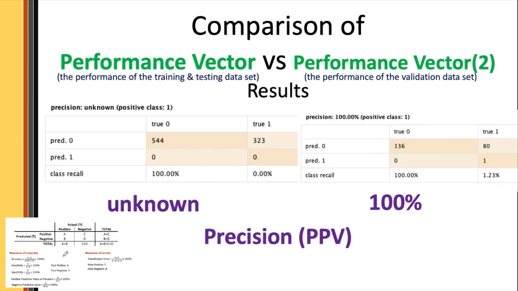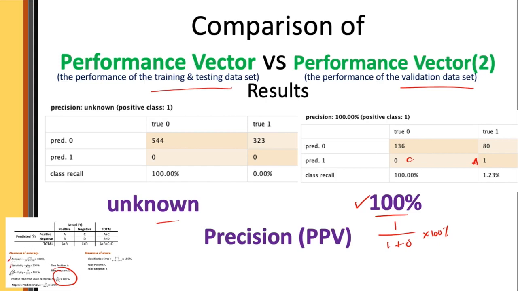For the precision, which is the positive predictive value, which is computed as A over A plus C times 100%. So in this case, this is your A and this is your C. So this is computed as 1 over A plus C, which is 1 plus 0 times 100%. So given this result, the performance of the validation dataset is better than the performance of the training and testing dataset.